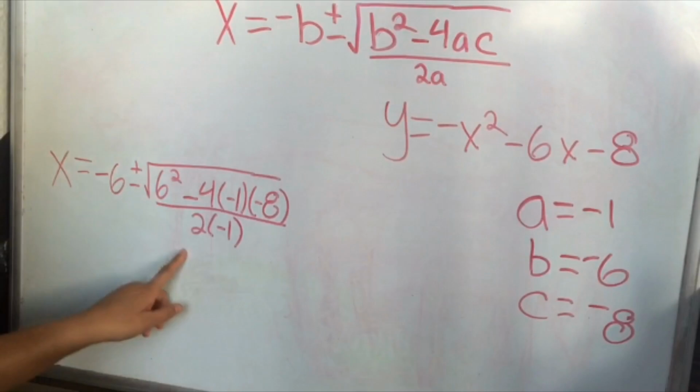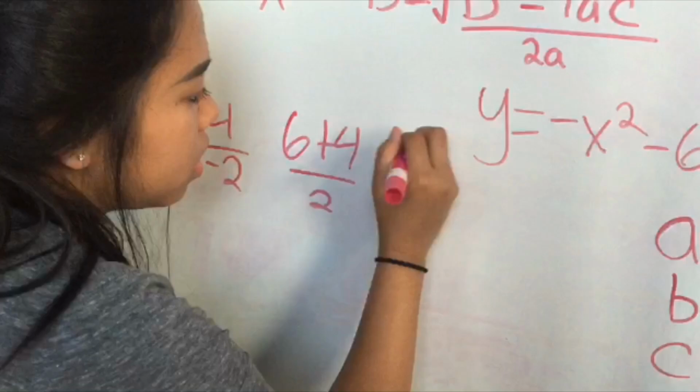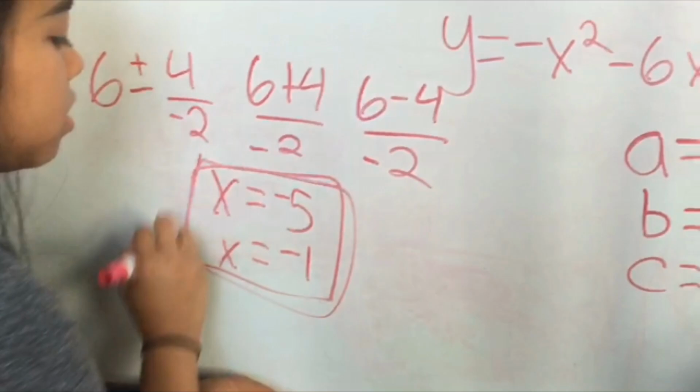So once it's simplified, it comes out 6 plus or minus 4, and you spread those out to be 6 plus 4 over 2, 6 minus 4 over 2. Once you simplify that, you get x equals -5 and x equals -1.